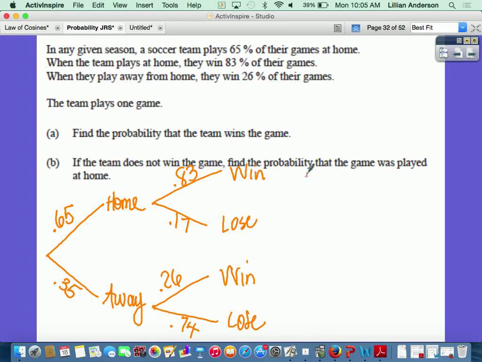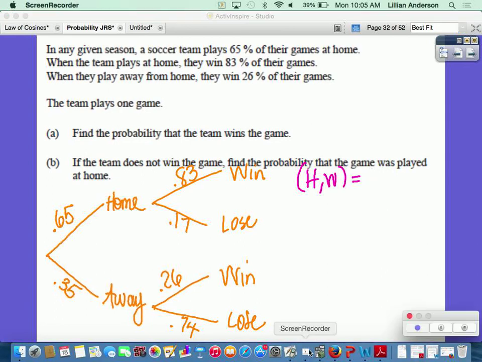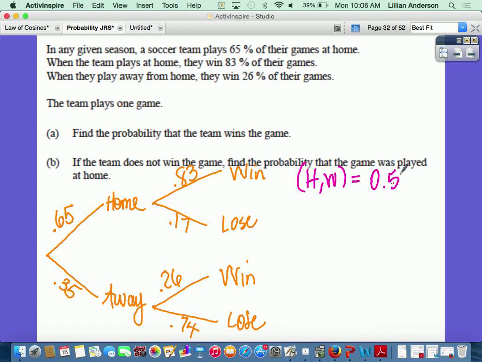All right, so let's look at all of our probabilities. If they're home and then they win, what's that probability? Three significant figures, 0.5395, so 0.540.